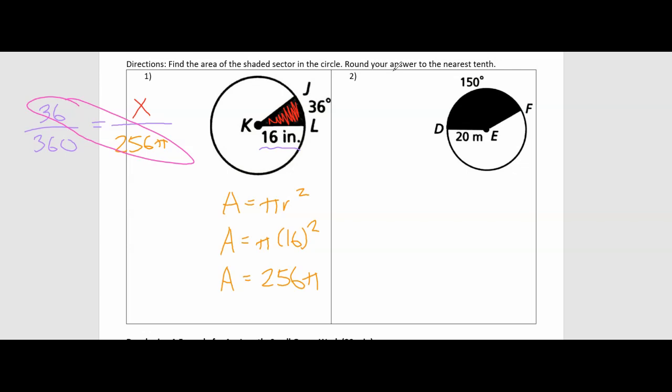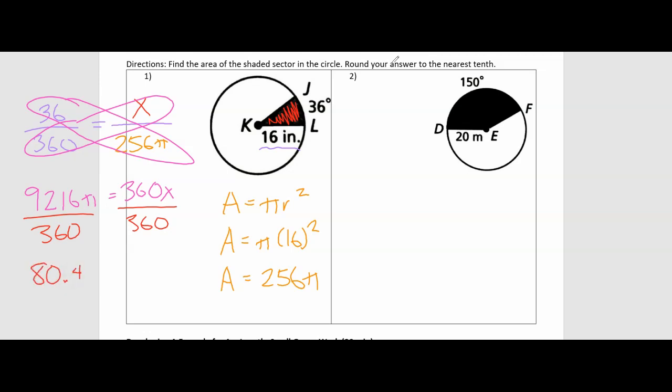36 times 256 is going to give us 9,216 times pi is equal to 360x. It does say round our answers to the nearest tenth, so just be aware of that as we divide both sides by 360. And we should get approximately 80.4.